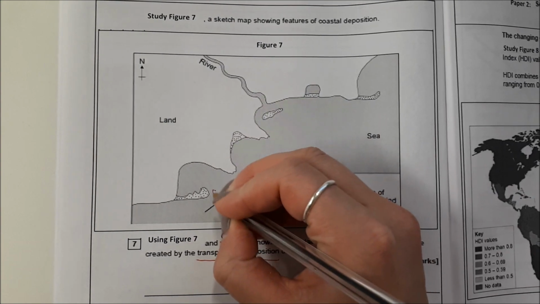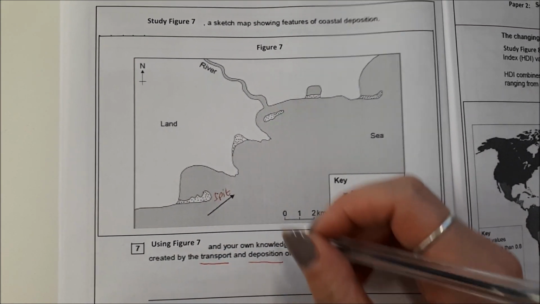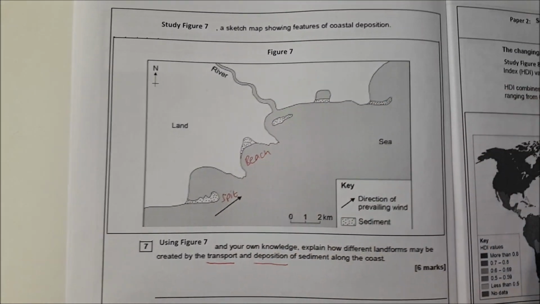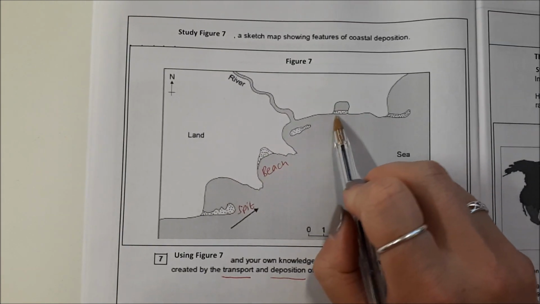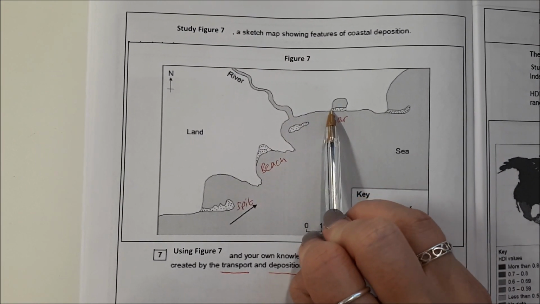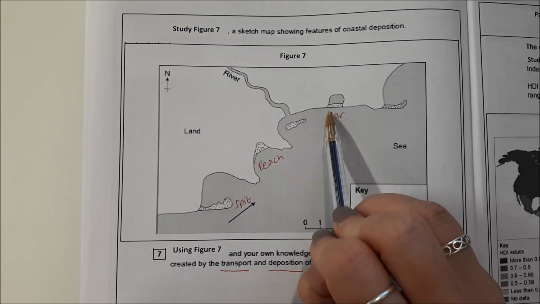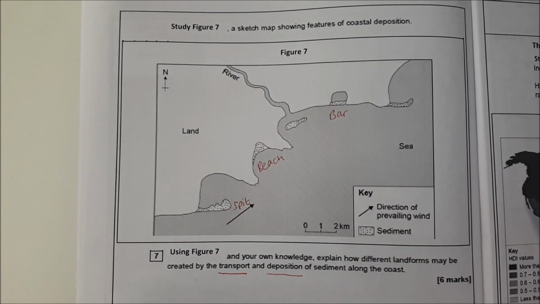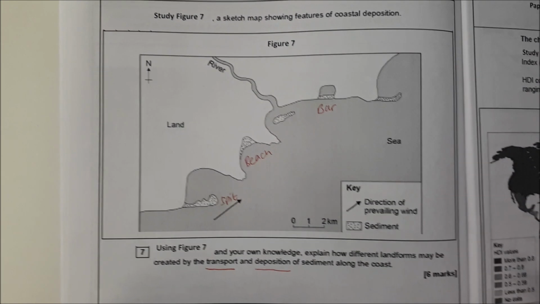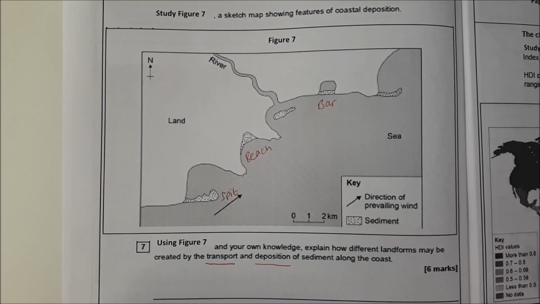Okay, so we've got a spit here. We can see a beach. And I also can see here, this is a bar. It's essentially a spit that's grown across a bay. And we've got another spit here. Okay. So what this question is looking for is for you to explain how these different things are formed.